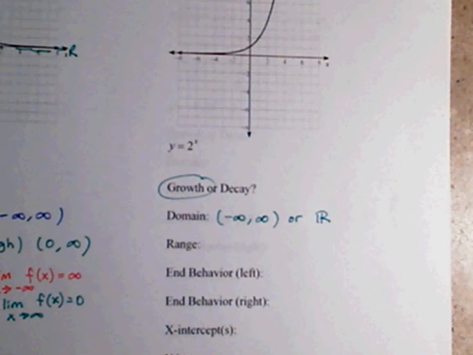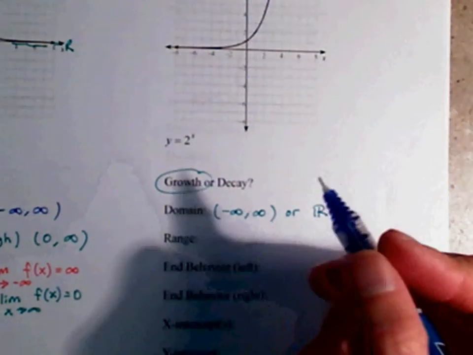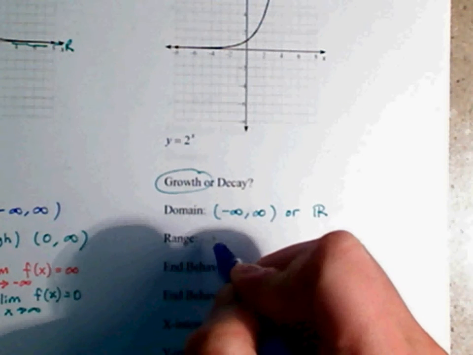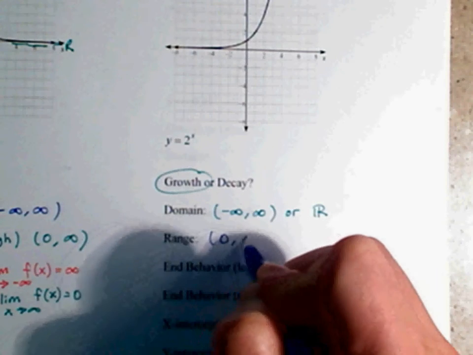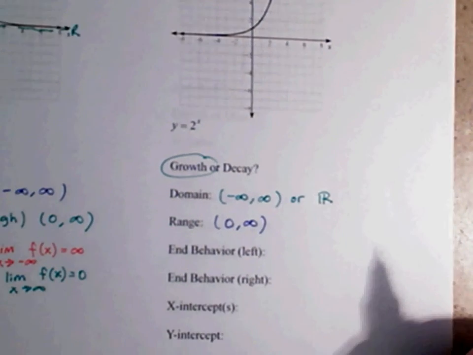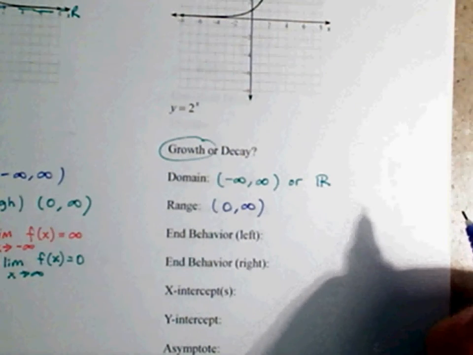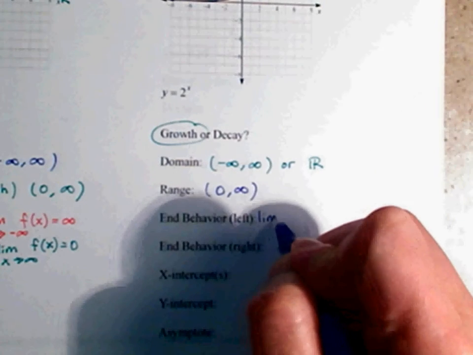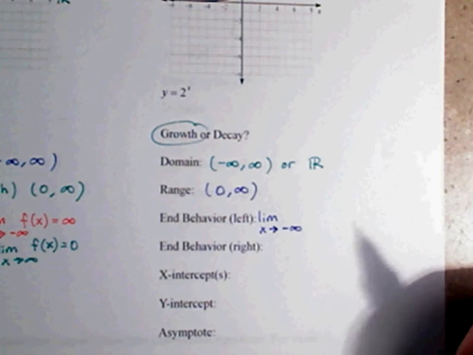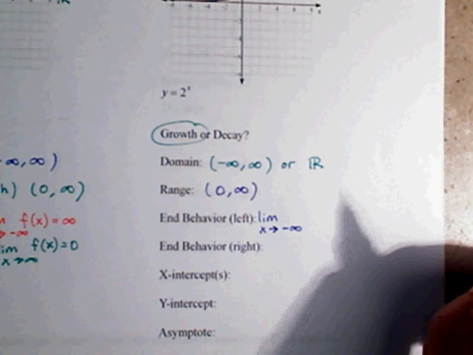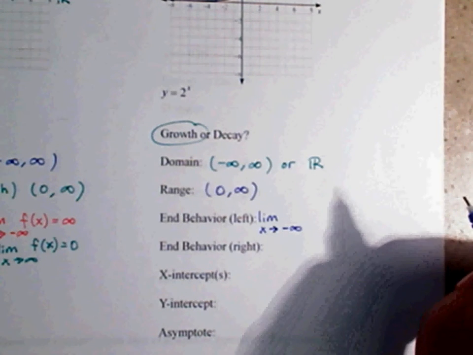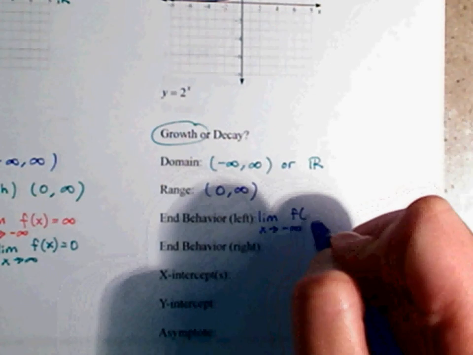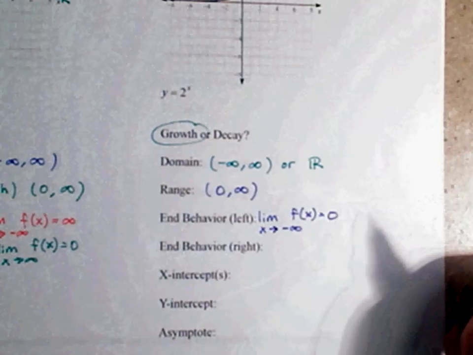Okay. For your range, how low is it going? From where to where? 0 to infinity, and it's going to be a parenthesis because 0 is not part of it. Okay? Your end behavior, so you're going to write limit, x is approaching negative infinity. As it's heading west, it's also heading south, but is there something stopping it from heading all the way south? What is it? 0. f of x is equal to 0.